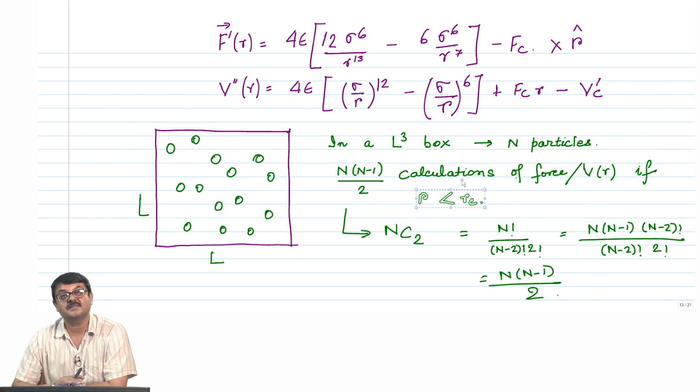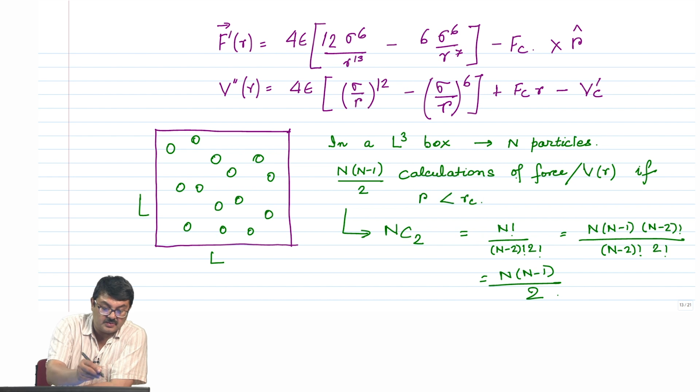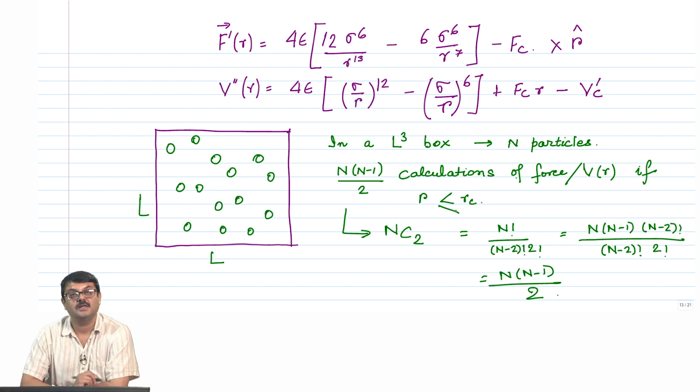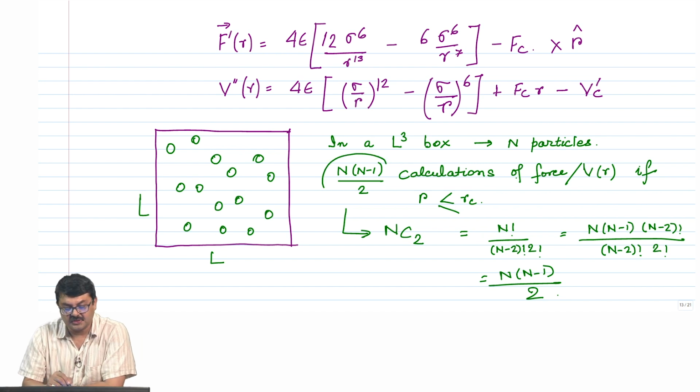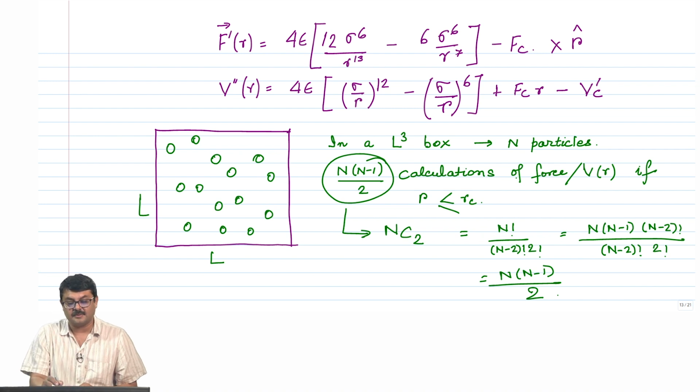Because if r is greater than R c, then essentially the potential is 0, the force is 0, and only if r is less than or equal to R c do you need to calculate the force. So, you have already saved some amount of the calculation by taking a cutoff. Later we will discuss how we can capitalize even more by using neighbor lists, but that has to wait for some time. So, I hope you understood why I said that there will be n into n minus 1 by 2 calculations. It basically comes from NC2.